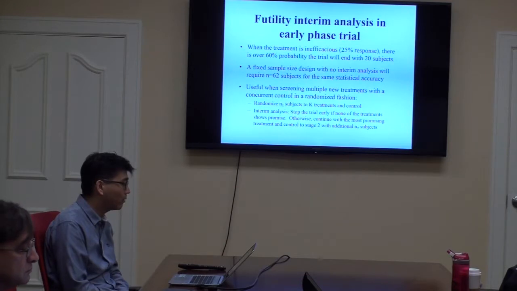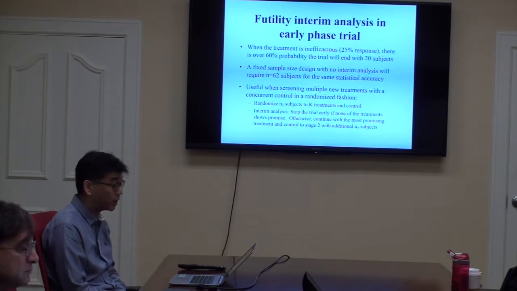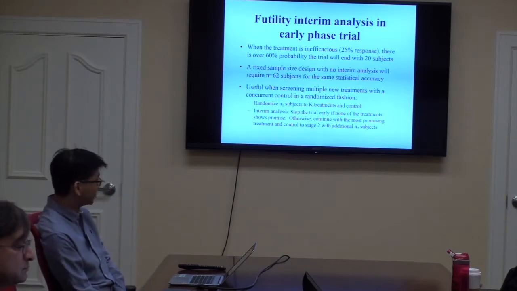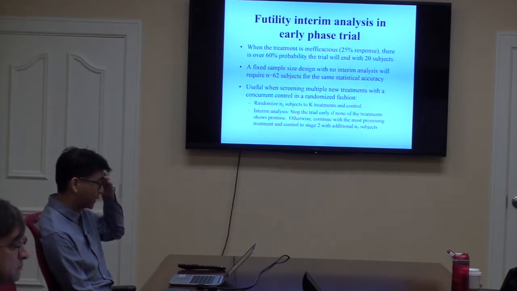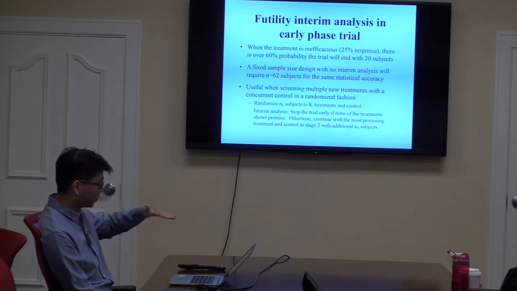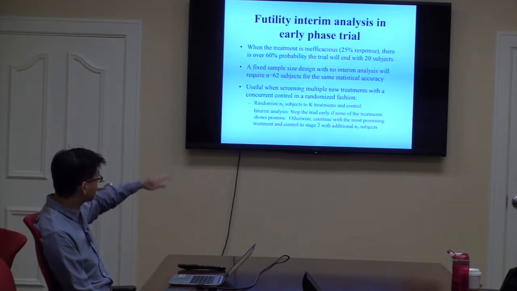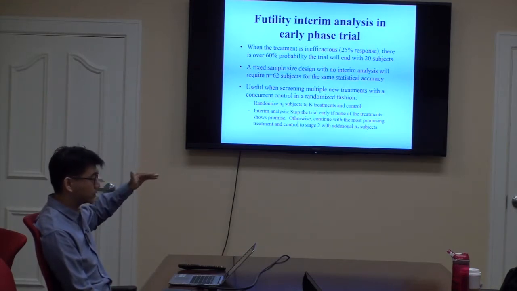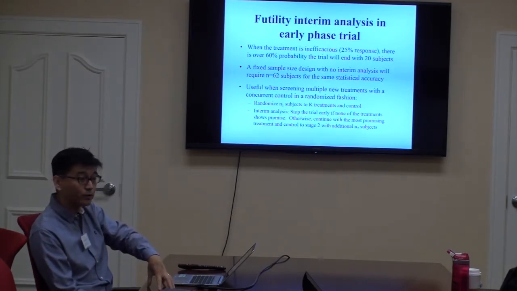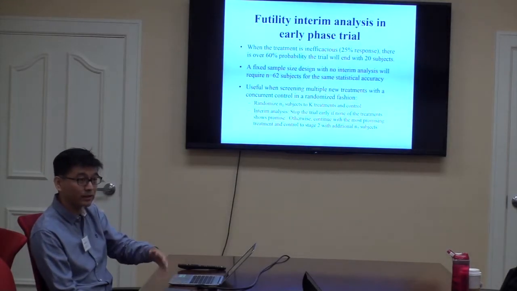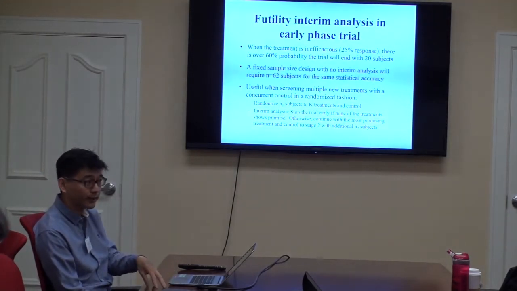And the obvious reason for stopping early for futility is that we can save a lot of money and resources, and we direct our resources to other drugs and compounds. So for this particular design, note that if the response rate is 25%, which is a sort of low response rate, there's a 60% probability, using a simple calculation, that the trial will end with 20 subjects. So this is the main motivation for doing a futility interim analysis, right? Because you stop the trial early and move on to something else. So it's good for screening.